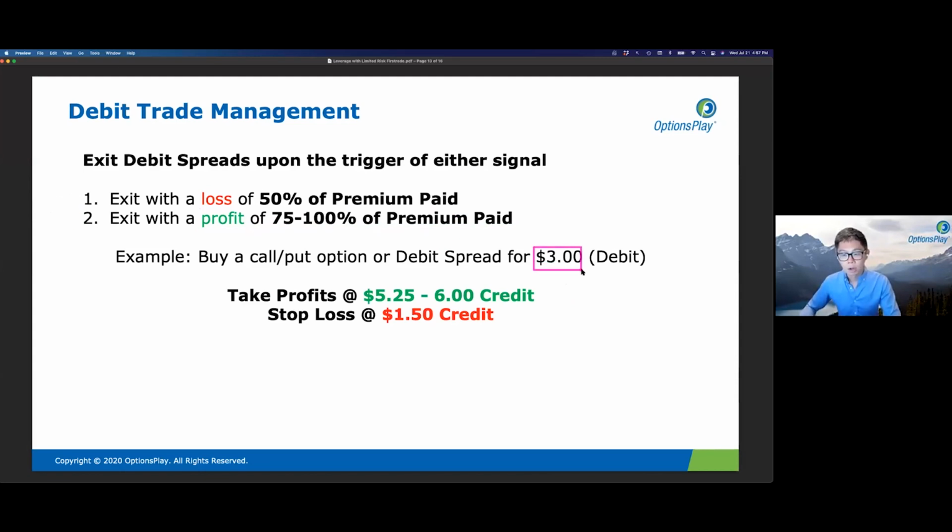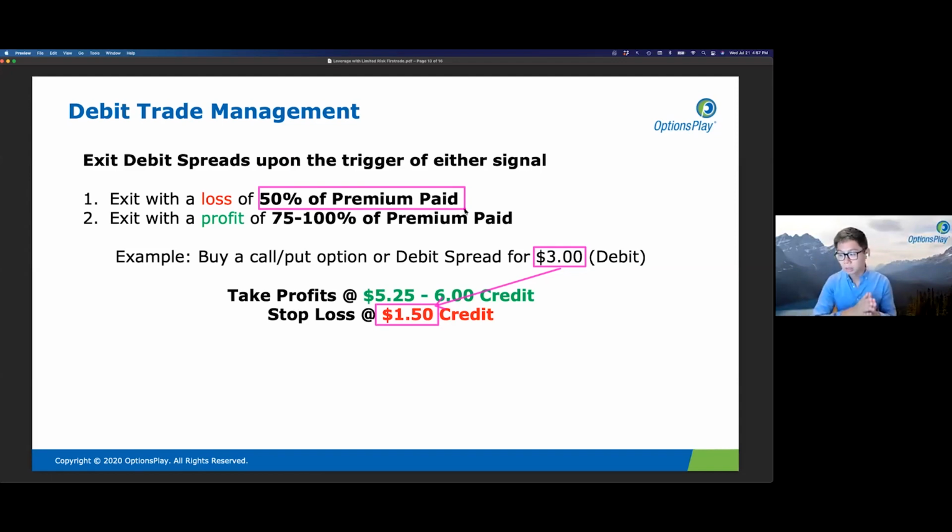So let's say you buy a call option or a debit spread for $3. What you want to do is basically say, once you've lost half of that, meaning if you pay $3 and it's now trading at $1.50, you've lost 50% of what you've paid. It's time to cut your losses and move on. Does that make sense? Please type 6 into the chat window if that makes sense to you. If you buy something for a certain value, you lose half of it, it's time to cut your losses.